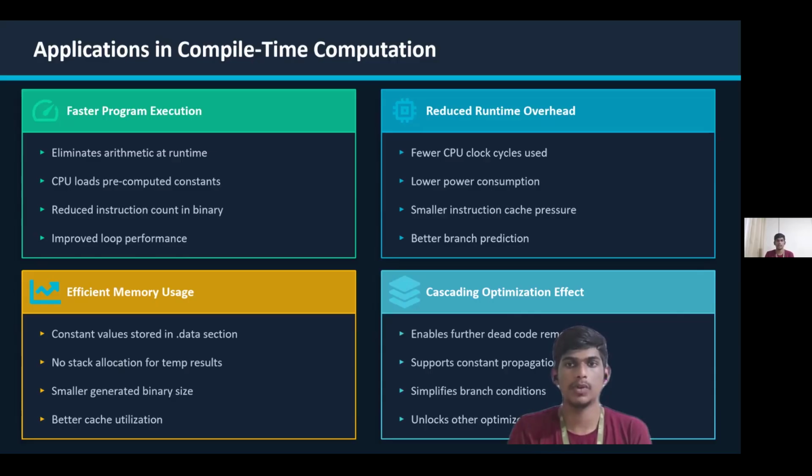There will be fewer CPU clock cycles used, and lower power consumption if we use constant folding as a core optimization technique, along with smaller instruction cache pressure and better branch prediction. And also, instead of storing multiple variables for each computation, with constant folding the values are stored in the data section, with no stack allocation for each temporary result, so the generated binary size is smaller, for better cache utilization also.